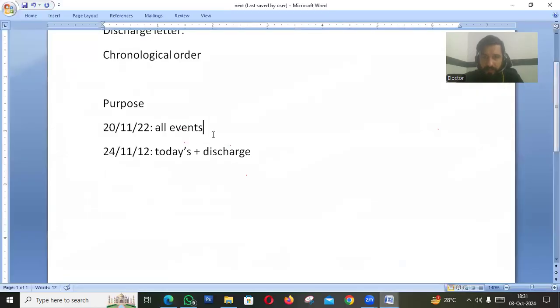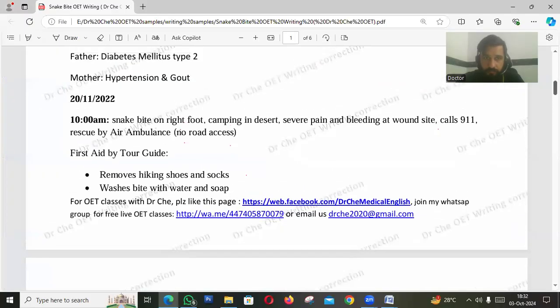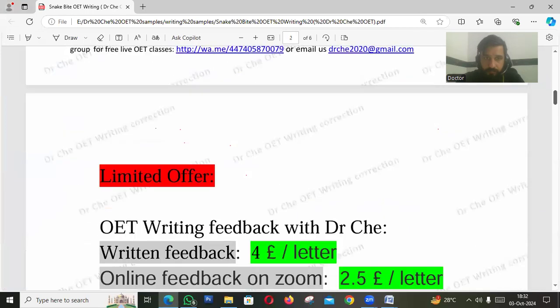If you write all these three events in one paragraph, do you think your letter will be good in organization or paragraphing? Yes or no? Can anybody discuss with me so you can learn, please? How are you going to organize your letter? Firstly, on the 20th of November, the patient came with a complaint, and how to manage, the examination findings. And then the second paragraph, the 24th, for the discharge plan and the patient's condition.